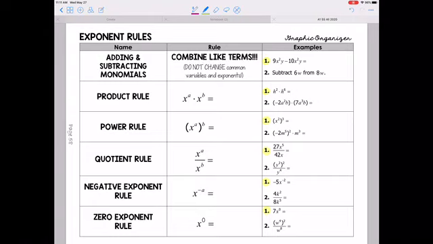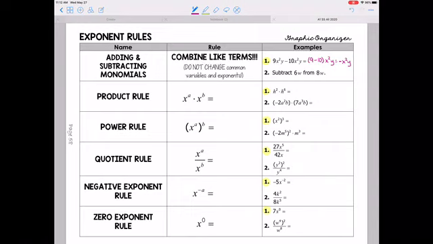So I would take 9 minus 10 x squared y. So we're just combining the coefficients there, and then the variables and exponents stay the same. So this would be negative x squared y. I'm going to leave the evens, the number 2s, for you to try as part of your independent practice today. So you can do those as we go or before you turn it in.